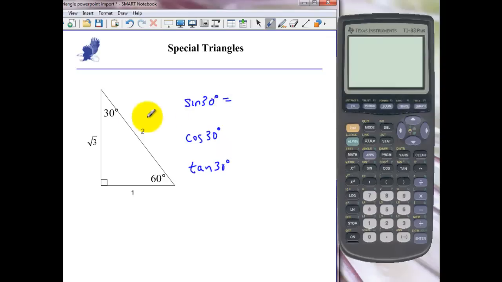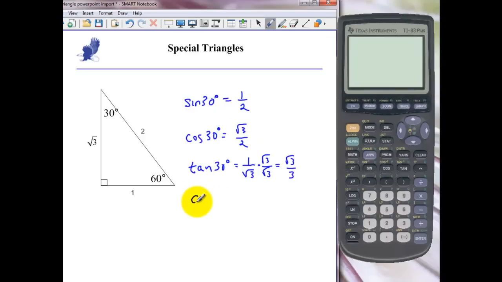So the sine of 30 degrees is opposite over hypotenuse, which is 1/2. Cosine is adjacent over hypotenuse, and the tangent is opposite over adjacent. Remember, we don't leave radicals in the denominator, so we have to rationalize that. These trig values for these special angles are going to be something that you're going to want to memorize. Later in the lesson we'll talk about an easy way to memorize those.